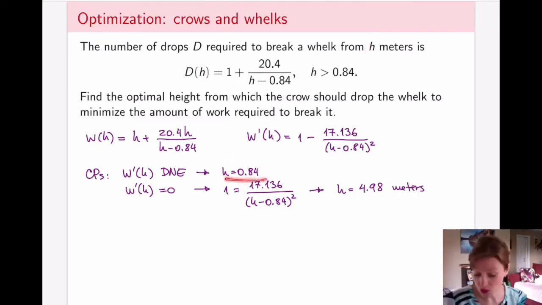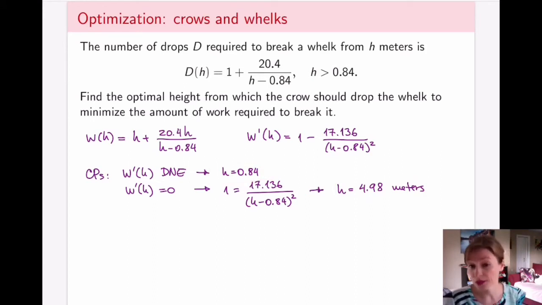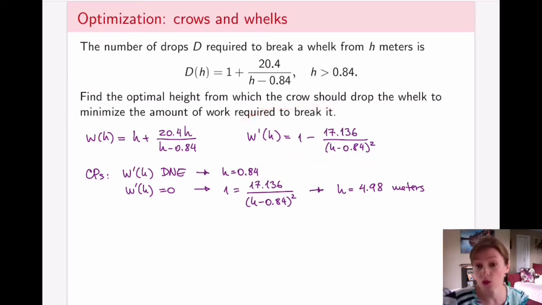So we have two critical points, 0.84 and 4.98. This isn't quite a point, it's an asymptote, but we can run first derivative analysis, or we can take a second derivative of this function and run a second derivative test on our critical points in order to determine whether they give us the global minimum.